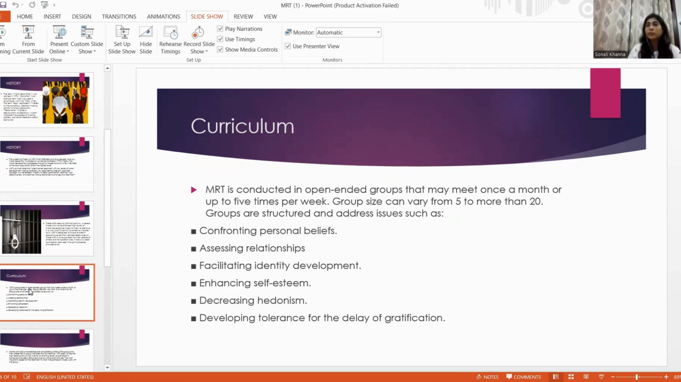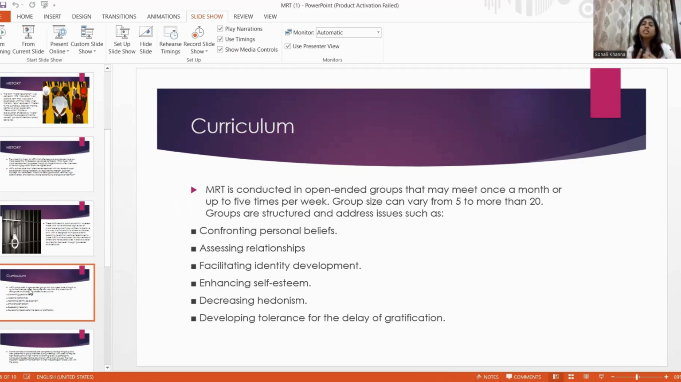Now in MRT, what happens? In prisons, we generally make small groups. Like 5 to 20 people can be in one group, but generally we take 8 to 10 people in one group. We make various groups and they have to meet at least twice a week. Whenever they meet, they all sit together and talk about topics like confronting personal beliefs.